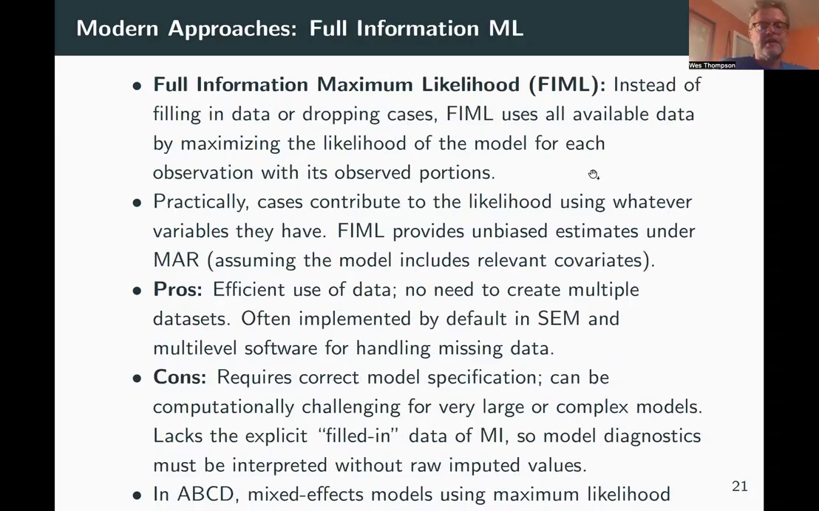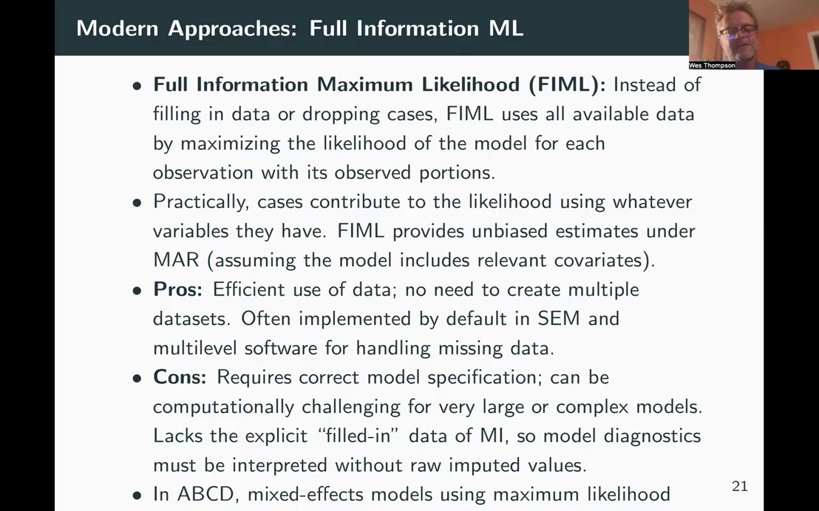Let's see. Then the next approach, this approach I really like, though you have to know how to model using structural equation models to implement this one. This is full information maximum likelihood. Sorry. So instead of filling in data via imputation or weighting or dropping cases, FIML uses all available data by maximizing the likelihood of the model for each observation with its observed portions. So essentially, you include the missingness component as part of the model. So you basically model the missingness as part of your data analysis model.